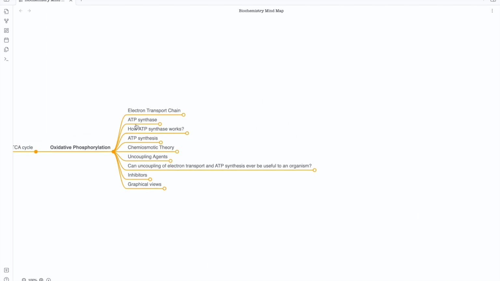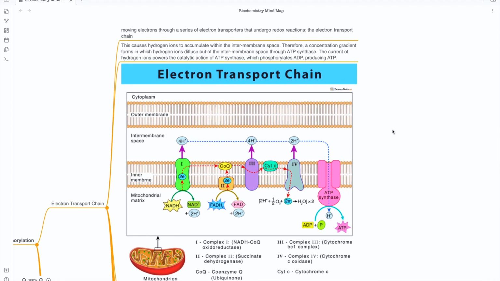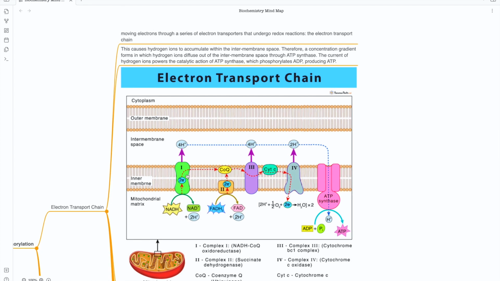So let's first start with the electron transport chain. As the name suggests, this is not a single component; it is a chain of components, through which the electrons are transported. Remember, we are talking about aerobic respiration, and until today's video we have covered glycolysis, pyruvate oxidation and the TCA cycle.